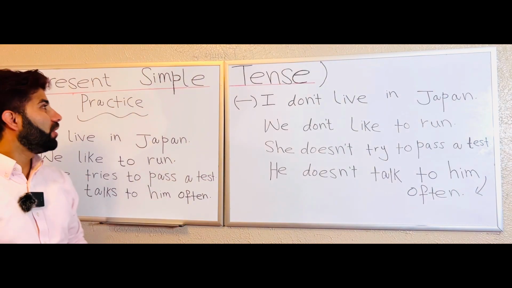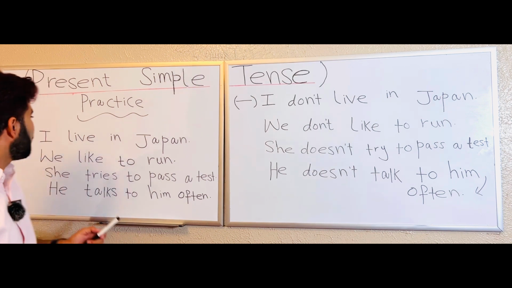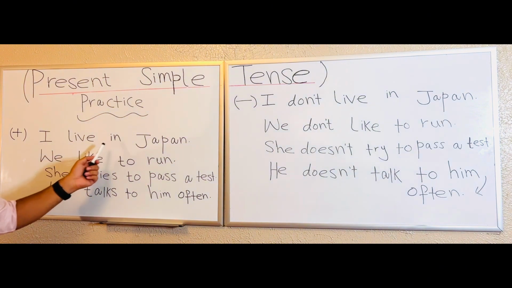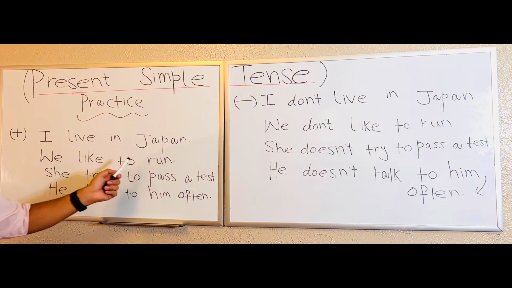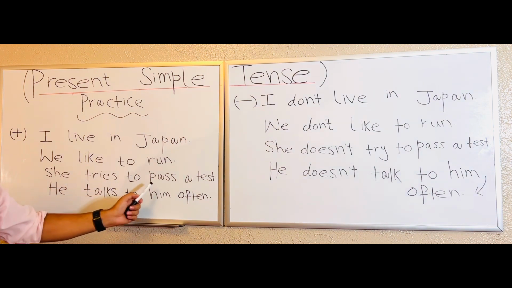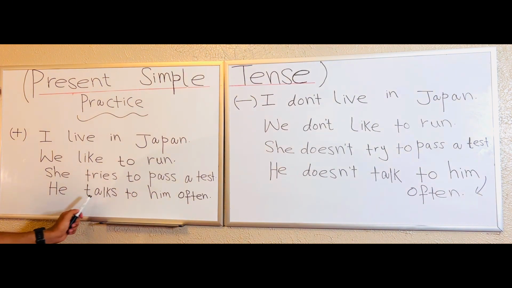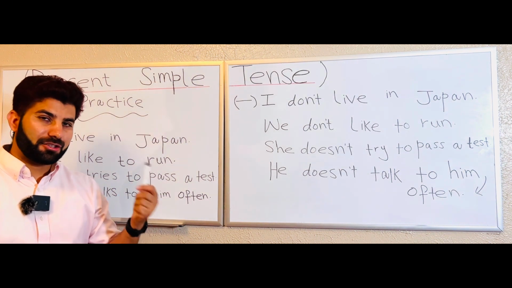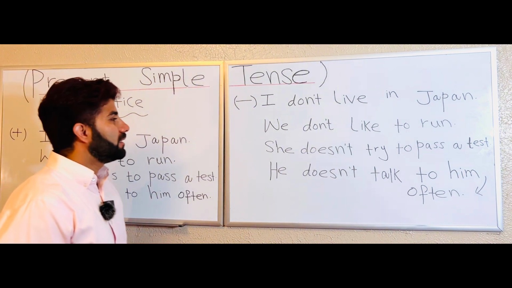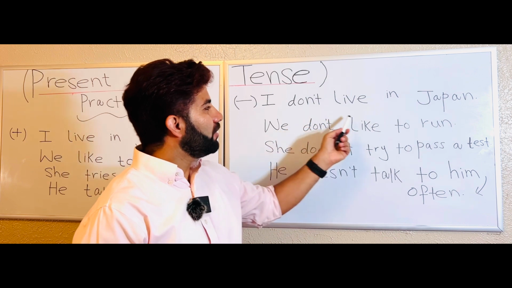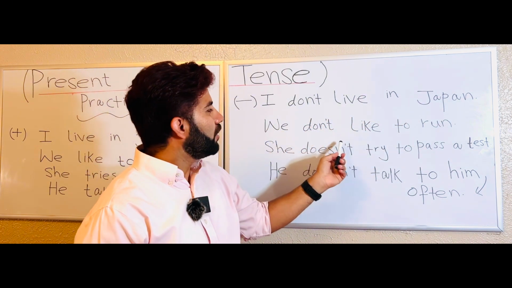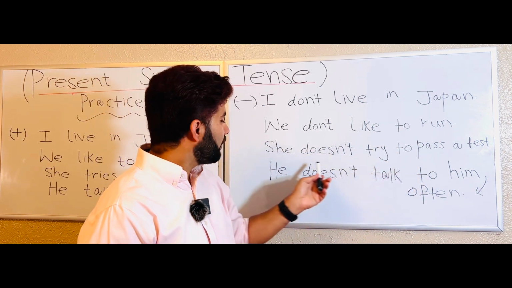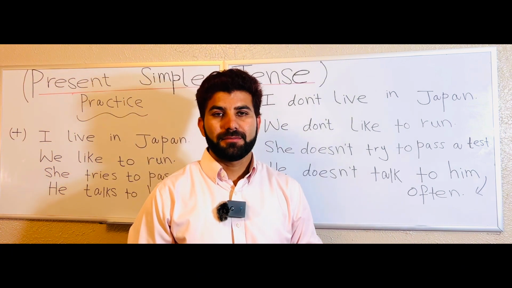Let's do some practice on the present simple tense. Plus means positive sentence. I live in Japan. We like to run. She tries to pass a test. He talks to him often. If you want to convert these positive sentences into negative, let's see this example. I don't live in Japan. We don't like to run. She doesn't try to pass a test. He doesn't talk to him often.